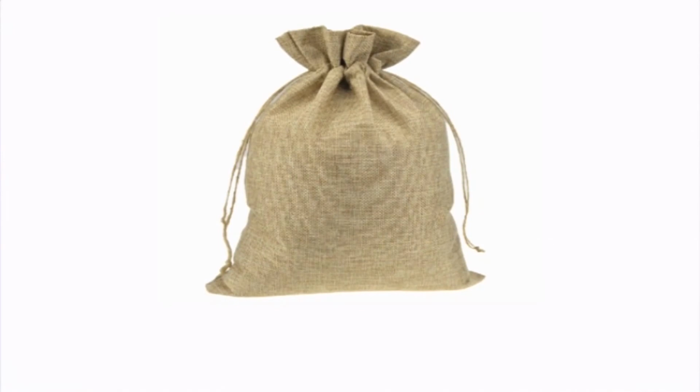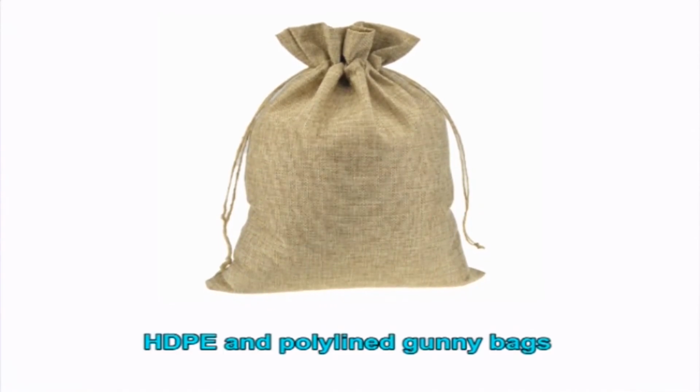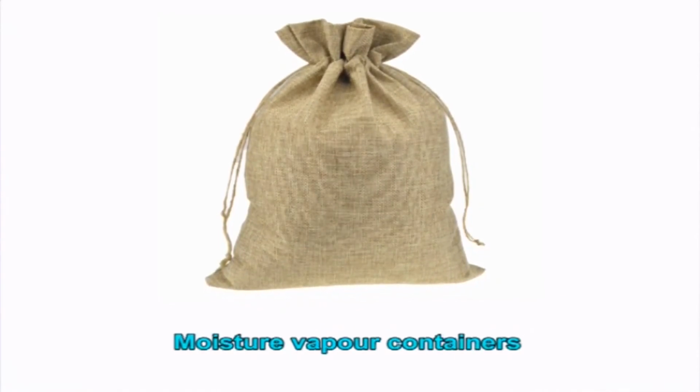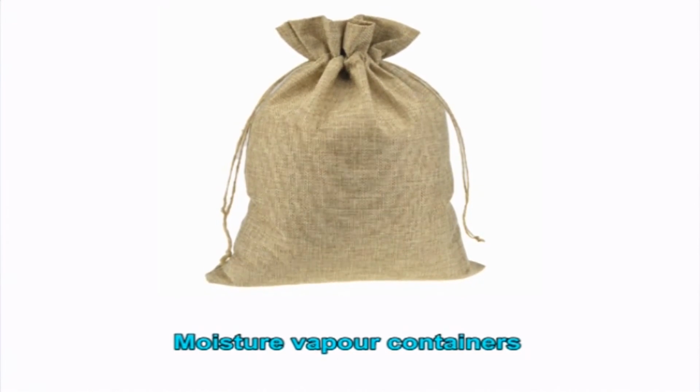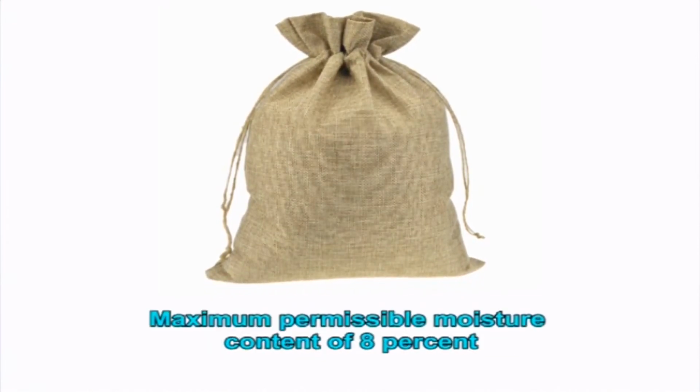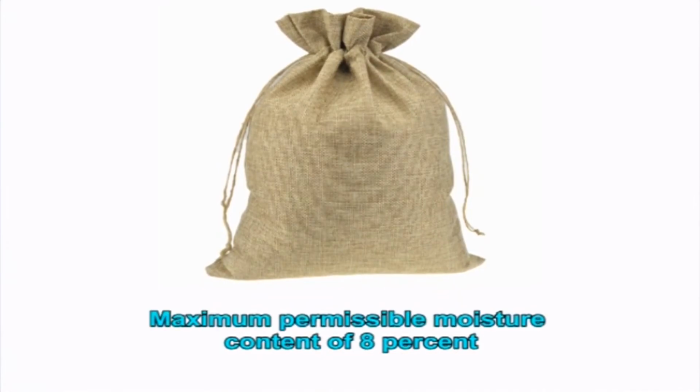For prolonged storage, HDPE bags, polylined gunny bags or moisture vapor proof containers are to be used with maximum permissible moisture content of 8%. Seeds are to be stored in well maintained storage godown on the dunnage to maintain the shelf life of seeds for long time.